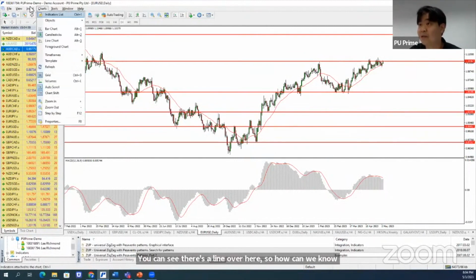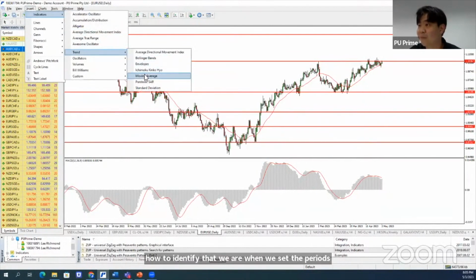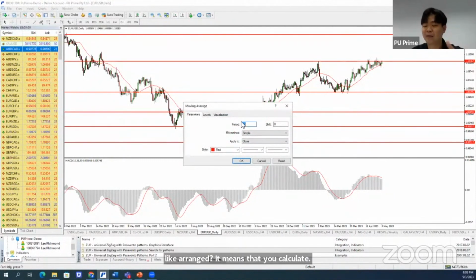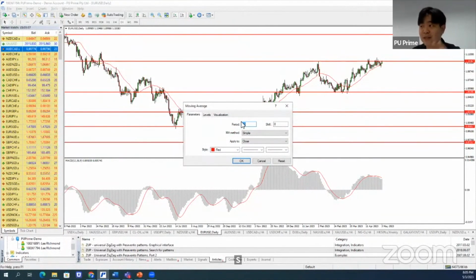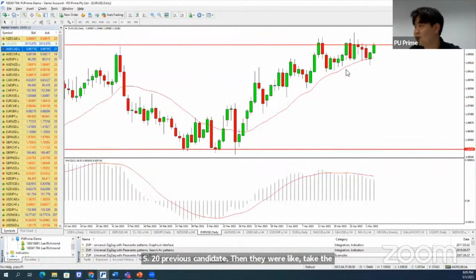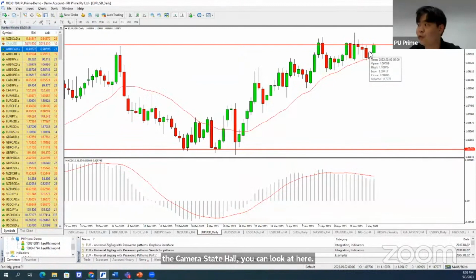When we set the period to around 20, it means that it will calculate the 20 previous candlesticks. They will take the closing price of the previous 20 candlesticks and then divide it. So to simplify it, I zoom in. If you look at the candlestick, you can move to the candlestick and it will show you the close price.